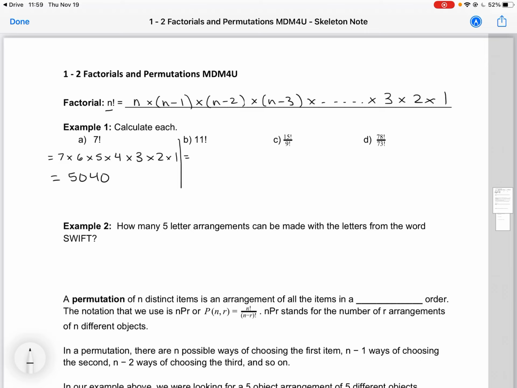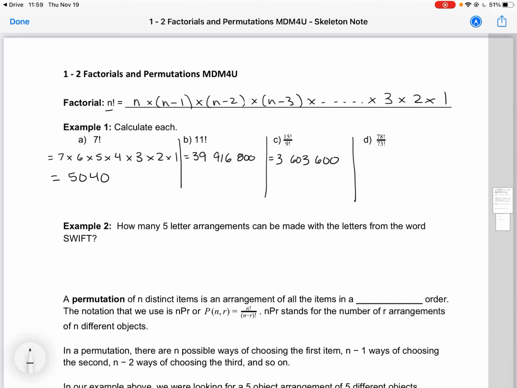11 factorial is the next one. Using the button on your calculator should give you 39,916,800. Okay. Now the next one, when you type this into your calculator, no problem, you get 3,603,600, nice big number there.